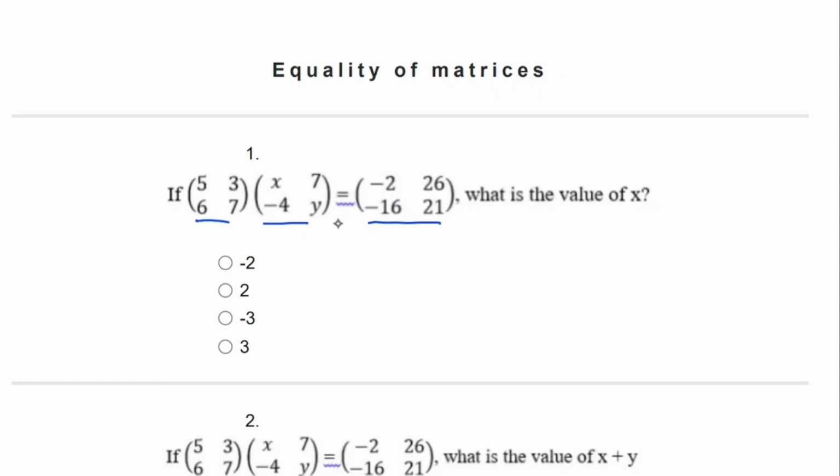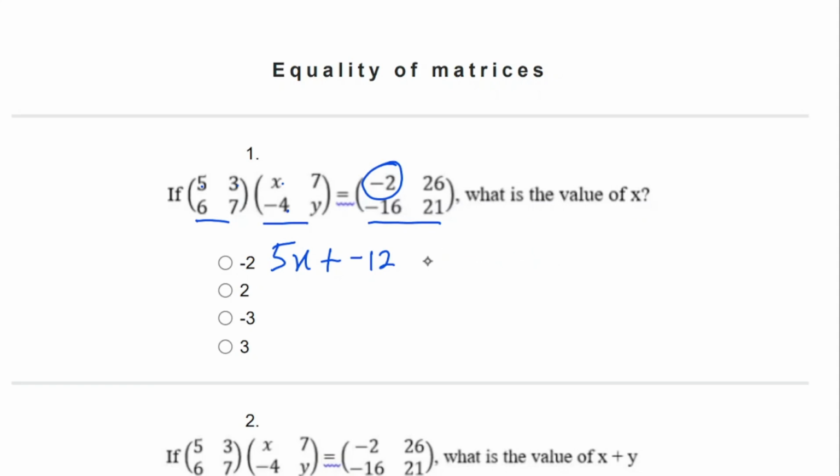So what we're going to do, we're going to multiply. That is going to be 5 times x, that is 5x, plus 3 times minus 4, minus 12. So the answer will be minus 2 equals to minus 2. That's what it means. Or preferably, let's do it this way so that you can get it clearly.